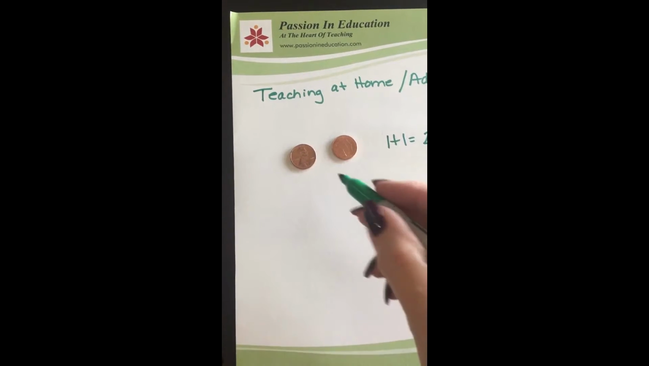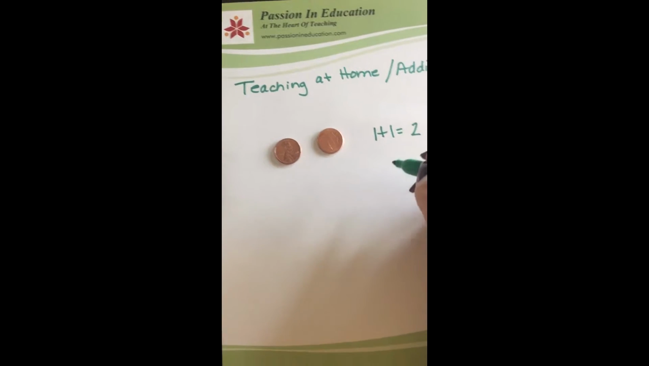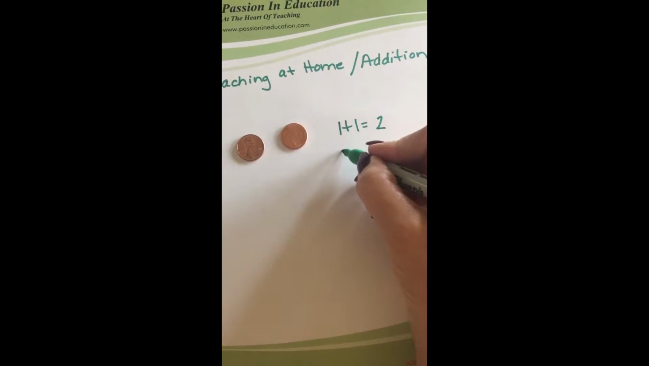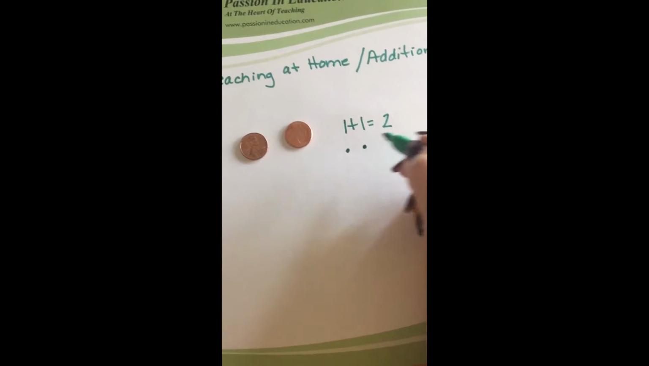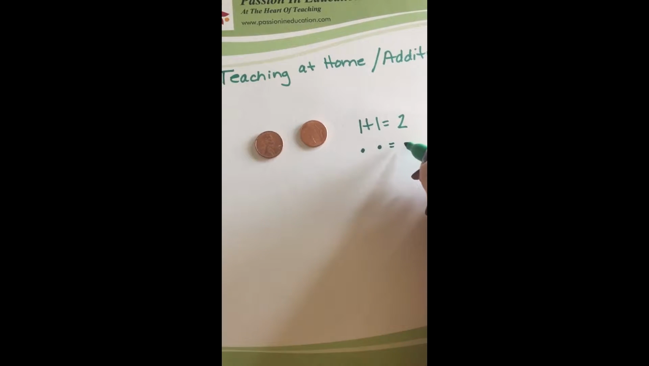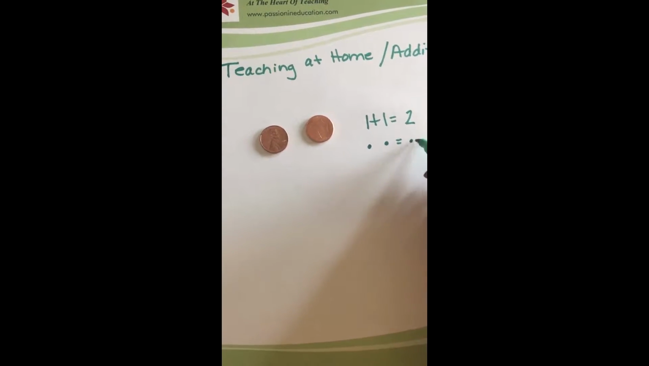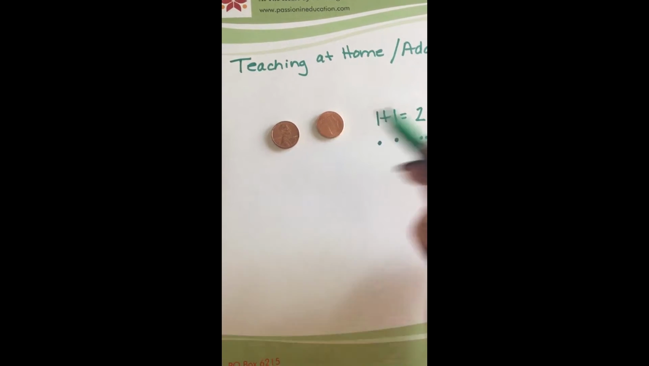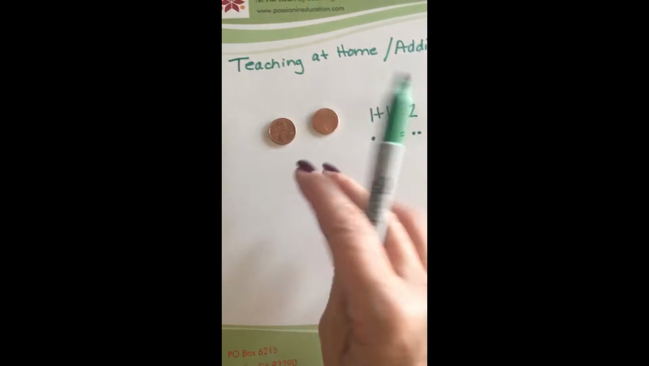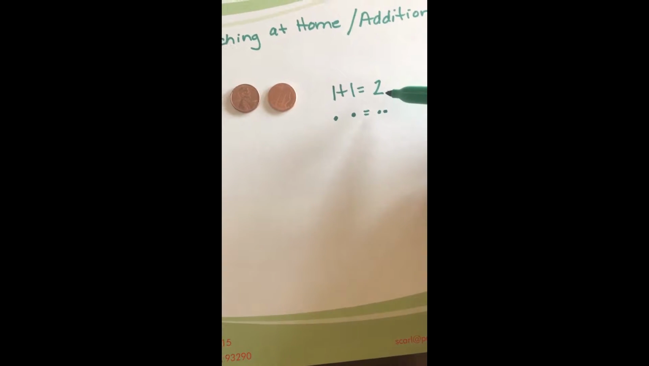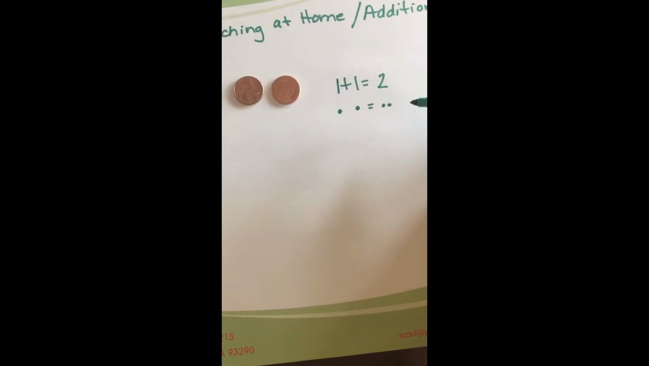And then representational means how could I represent it on my own if I don't have any manipulatives with me. So here's a dot, 1 and 1, and how many dots do they have? 2 dots. They can count them. 1, 2. So 1 plus 1 is 2. So this is your concrete, your foundation, what will stick in their mind. This is your abstract, and this is your representational.